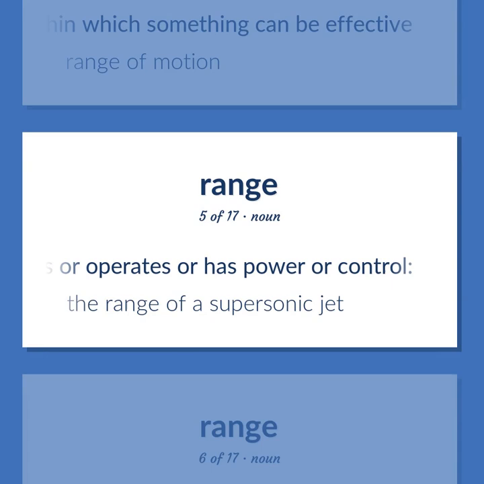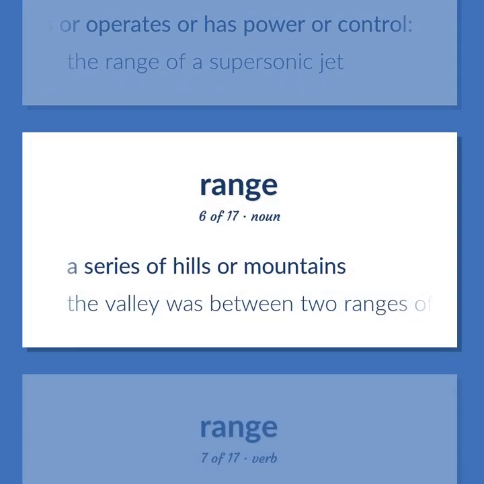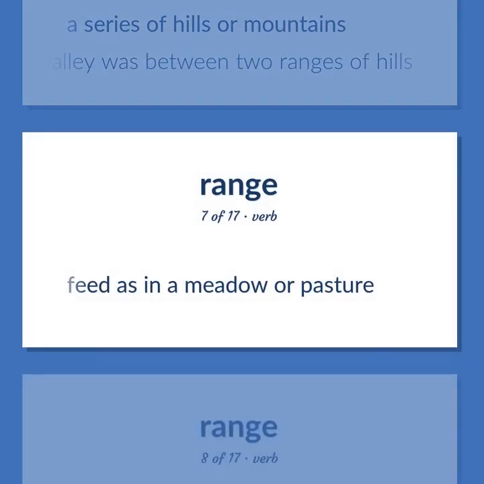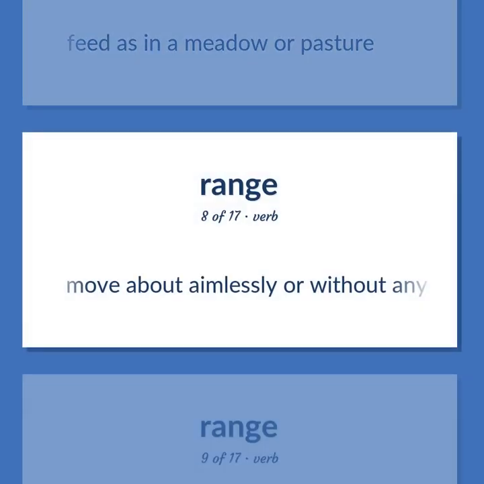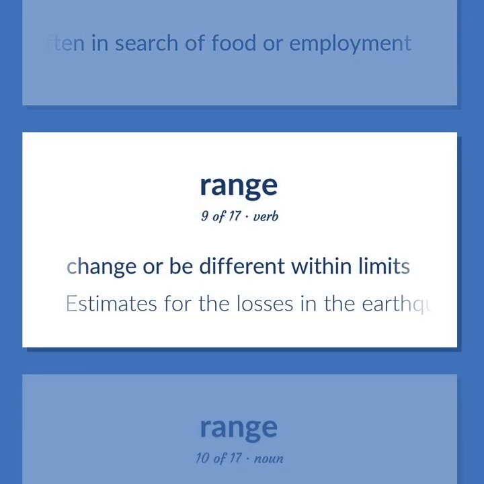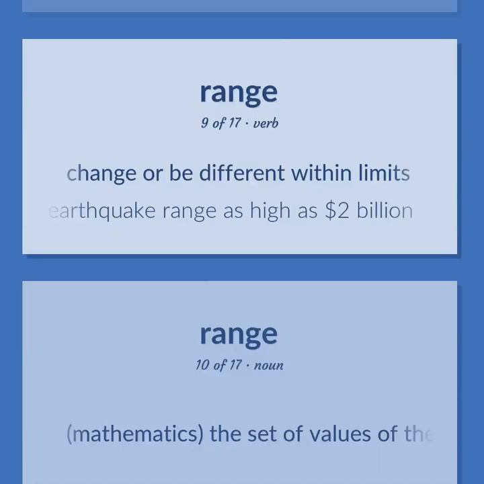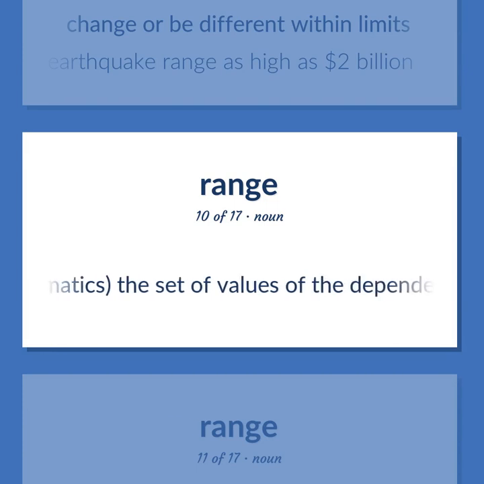The range of a supersonic jet. A series of hills or mountains. The valley was between two ranges of hills. Feed as in a meadow or pasture. Move about aimlessly or without any destination, often in search of food or employment. Change or be different within limits. Estimates for the losses in the earthquake range as high as $2 billion. Mathematics. The set of values of the dependent variable for which a function is defined.